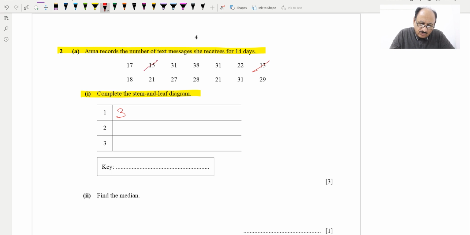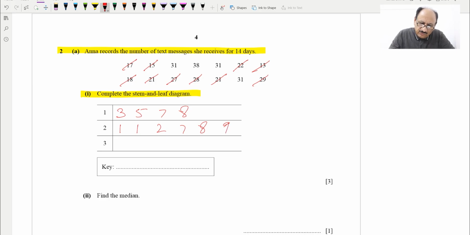Next will be 15, so we can write 5 here. Next number will be 17, so 7 here. Next number will be 18, so 8 here. Then 21, which appears 2 times, so we write 1 and 1 here. Then 22 will be here. Then 27, so 7 here, 28, then 8 here, then 29 and 9 here.